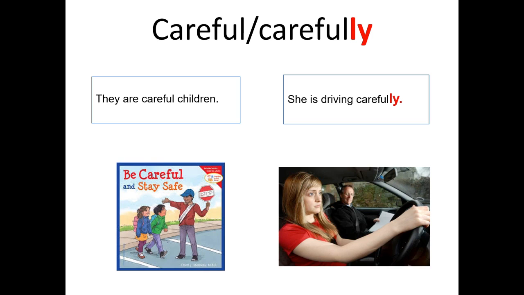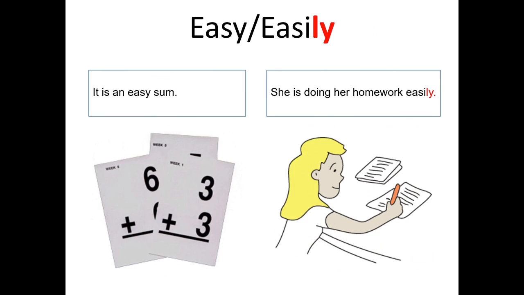Okay, let's take a look at another example. Easy, easily. Okay, repeat after me. It is an easy sum. She is doing her homework easily. Okay, in this example, you can see easy becomes easily, but be careful. We have to change the Y to an I before we add ly, easily.